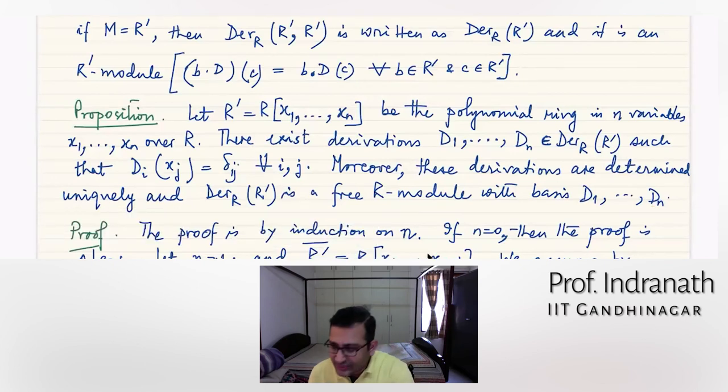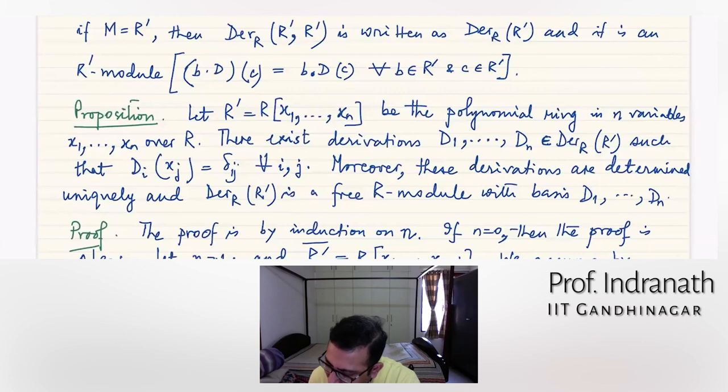Okay, so the proof is by induction on n. If n is 0, then the proof is clear. And if n is greater than or equal to 1, n is 0 means it's R, you can understand. And then R' bar is what we are saying with one less variable, so x1 to x(n-1).